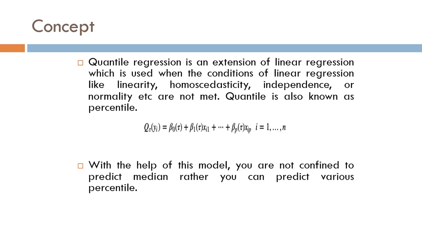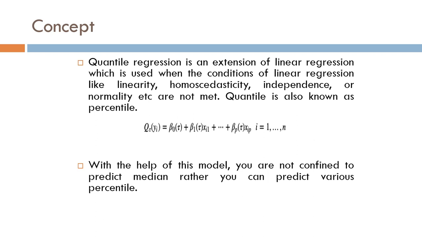So quantile regression is an extension of the linear regression model which is used when the conditions of linear regression like linearity, homoscedasticity, independence or normality are not met. That's why quantile is also known as percentile. In this quantile regression, this Q tau is nothing but the percentile or quantile.